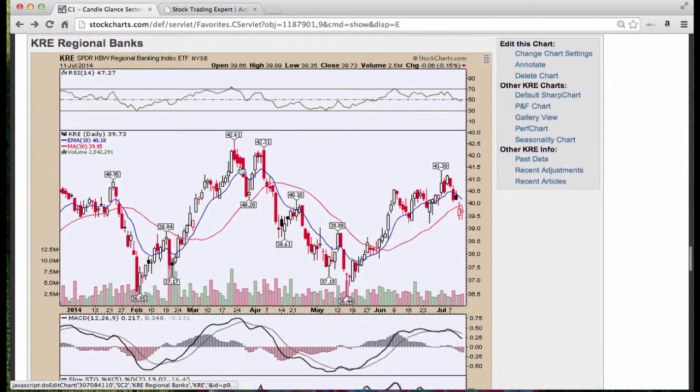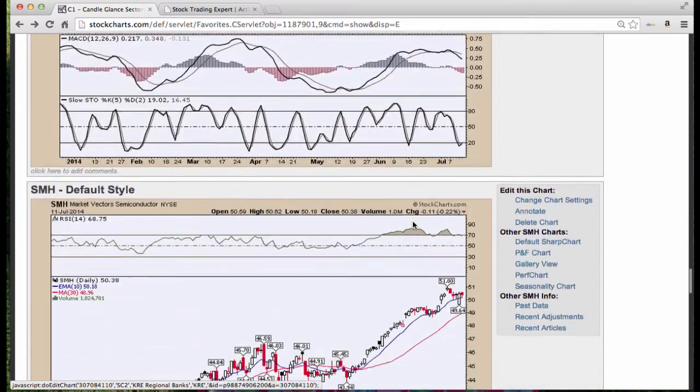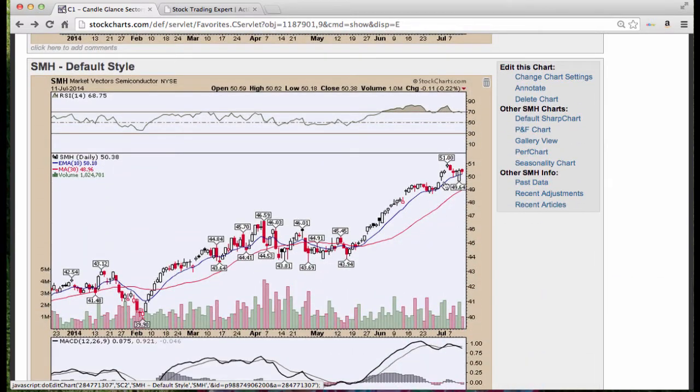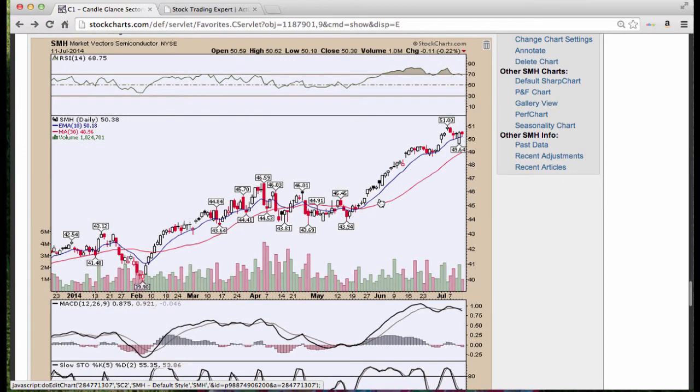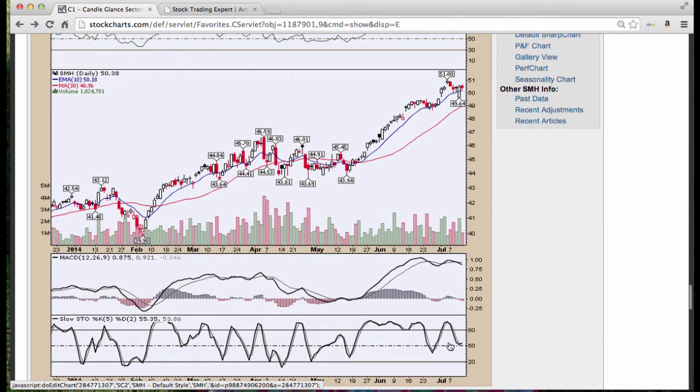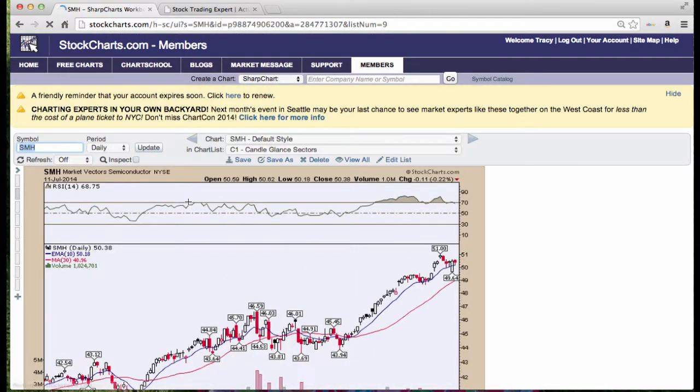Sticking with the thesis, KRE, the regional banks, we can see the same thing. We're looking for a crossover to the downside. So we're not interested here unless we're thinking short. Semiconductors, we're extended, but we came down and notice how we moved down into this zone and we bought that green candle, and now we're a little bit higher. MACD and stochastics looks like it could resolve a little bit better before we took a trade.